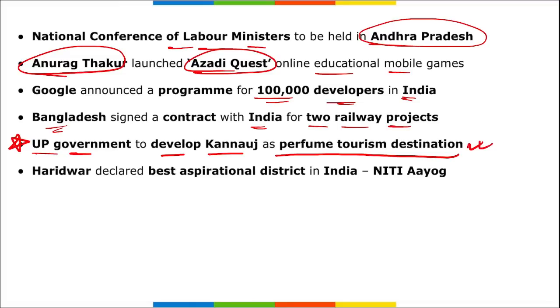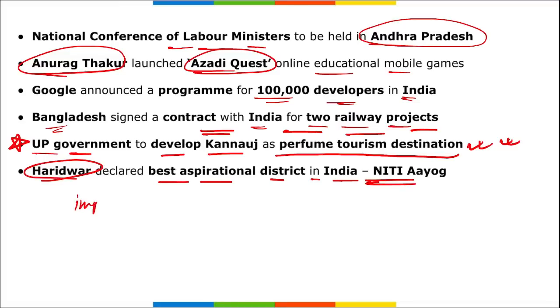Important. Highly important. You need to mark this, that Kannauj will be developed as a perfume tourist destination. Then Haridwar declared the best aspirational district in India as per the Niti Aayog. Another important one. We just saw this.